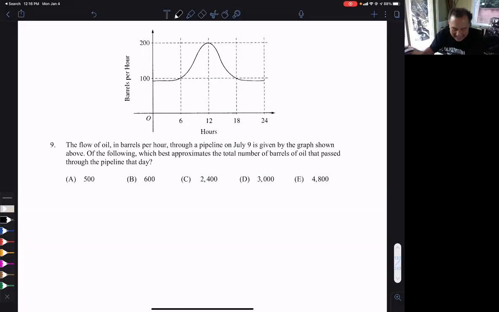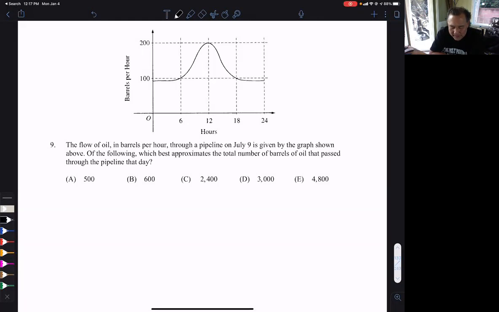1998, number nine. The flow of oil in barrels per hour through the pipeline on July 9th is given by the graph shown above. Which of the following best approximates the total number of barrels of oil that passed through the pipeline?